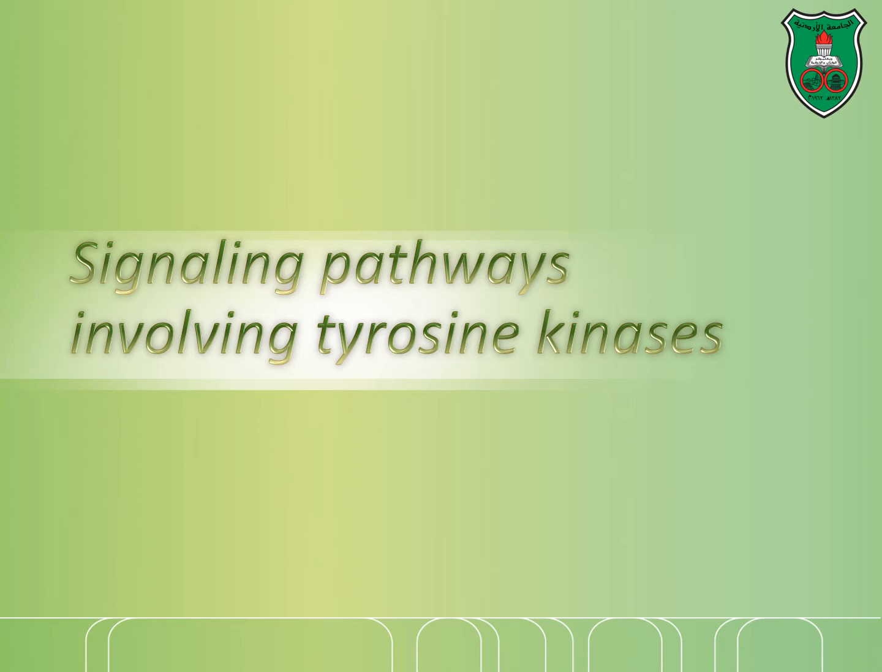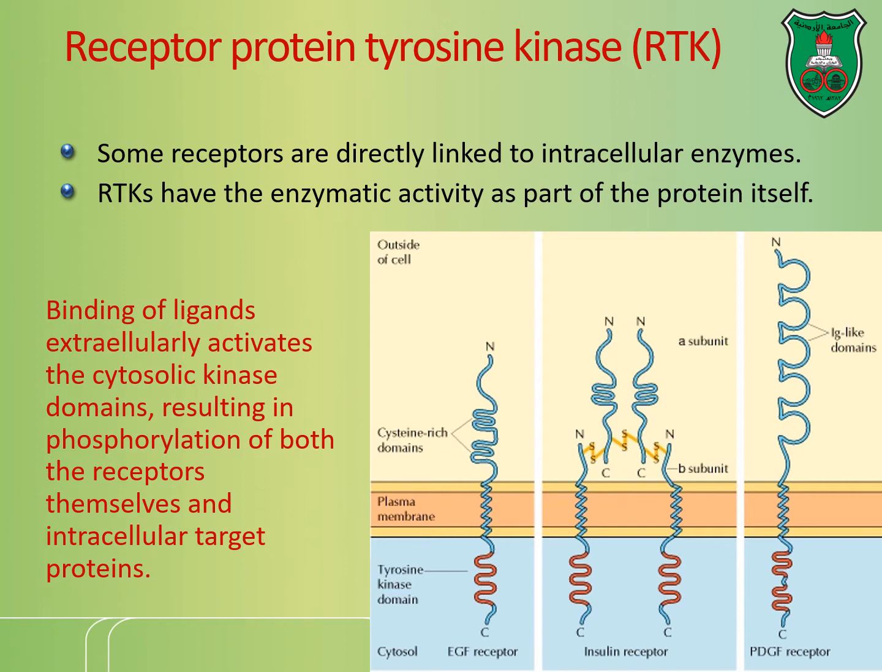Now, signaling can also go through tyrosine kinase enzymes. So it just happens that some receptors have enzymatic activity, specifically kinase activity, more specifically tyrosine kinase activity, meaning that they can phosphorylate tyrosine residues. These are known as RTKs, receptor tyrosine kinases. So you have the extracellular part of the receptor where the ligand binds, and you have the kinase activity as part of the cytosolic domain of the protein.